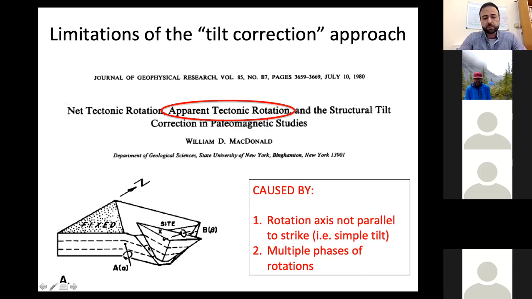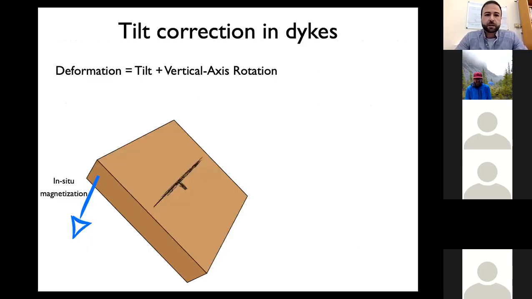So imagine some situation like this, when you have a first bending and then a faulting. When you have multiple phases of rotation, you also end up calculating an apparent tectonic rotation when you apply a tilt correction. This is for sediments, so originally horizontal layers.